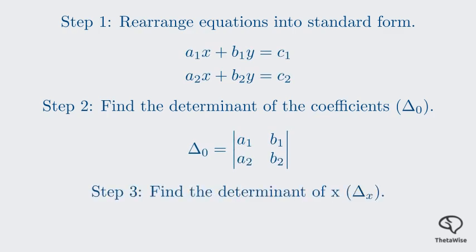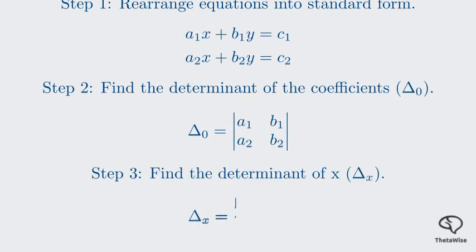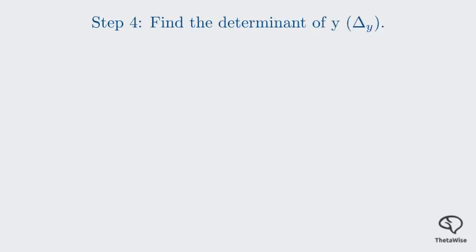Third, you find the determinant of x, or delta sub x. For this, you take the determinant you just created, delta sub 0, and replace the entire first column, which represents the x coefficients, with the constant terms from the right side of your standard form equations. Fourth, you find the determinant of y, or delta sub y. This time, you go back to your original delta sub 0 determinant and replace the second column, which represents the y coefficients, with the constant terms.